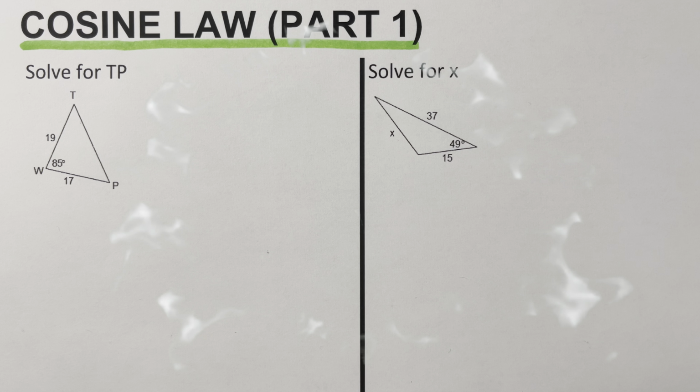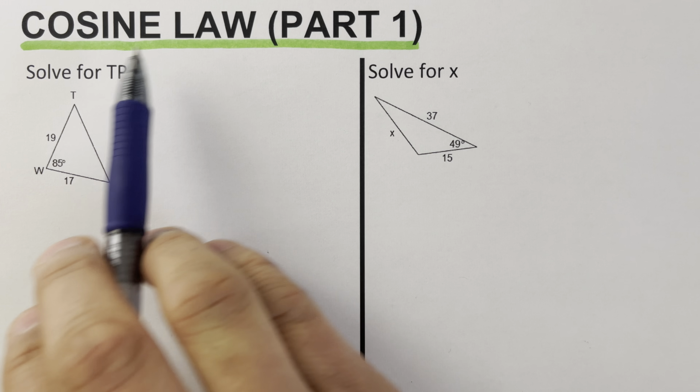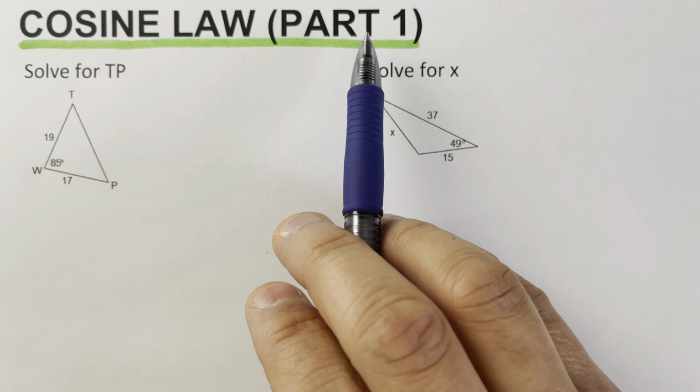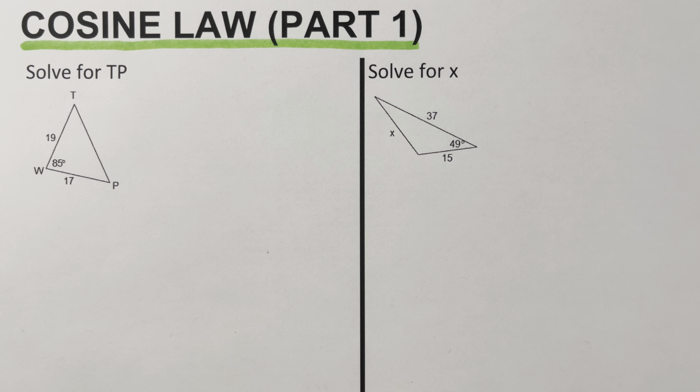Hello everyone. This video will focus on cosine law, or the law of cosines, and this is the first part. In this part, we are going to solve for the missing side of a triangle. Before we go over these two examples that we have right here, let's have the definition of the cosine law, or the law of cosines.